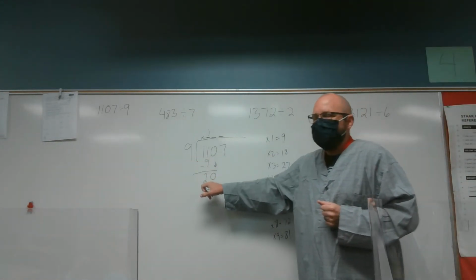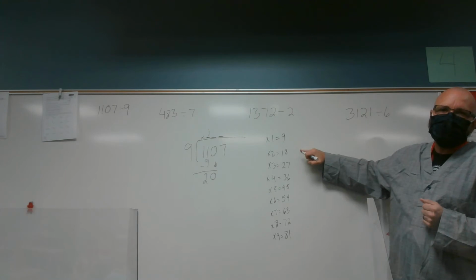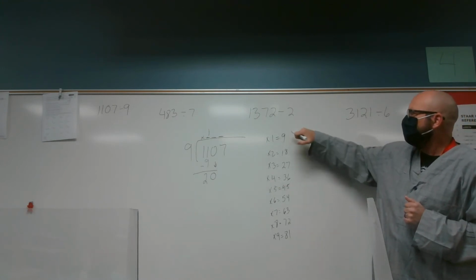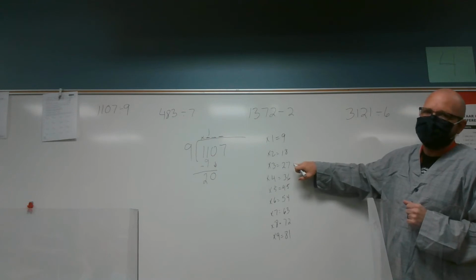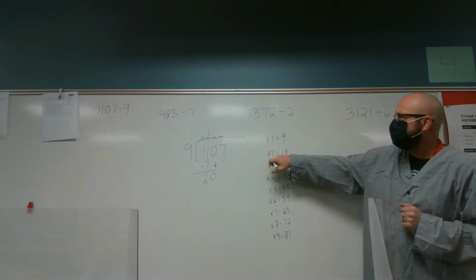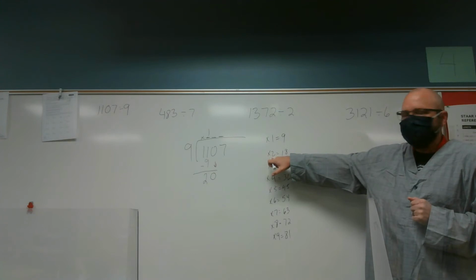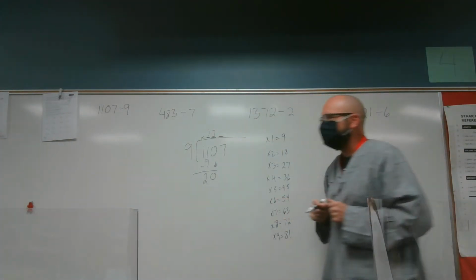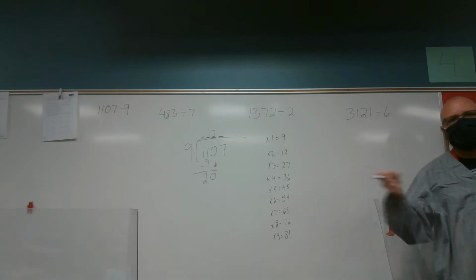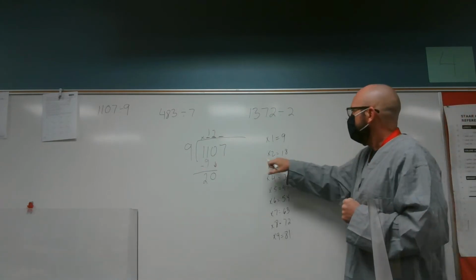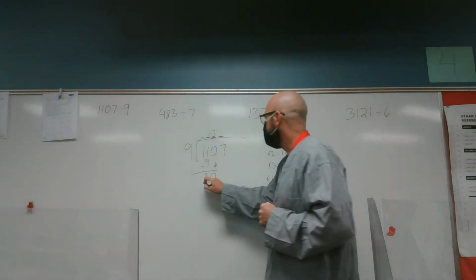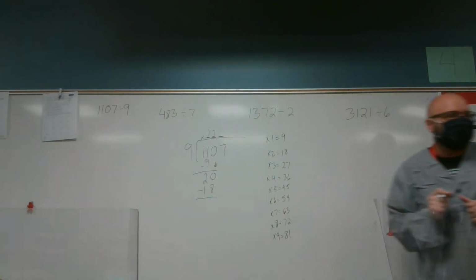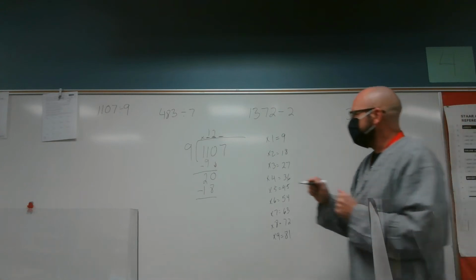Since I'm taking 9 into 20, I got to come over here and look. I got to get as close to 20 as I can get without going over. 9, 18, 27. Oh, 27 is too big. So it must be times 2. So my 2 goes at the top above the 0, because I'm taking it into 20. And the last number of 20 is the 0. And times 2 is 18. And 20 subtract 18 is 2.